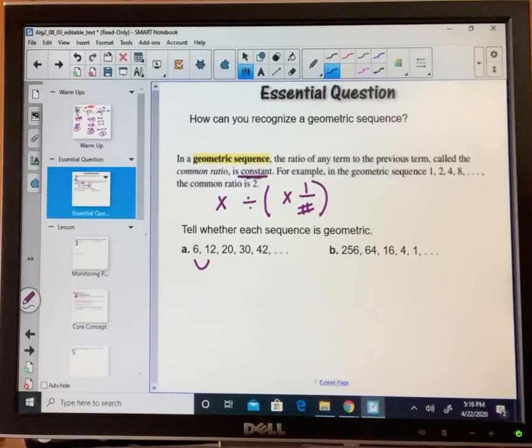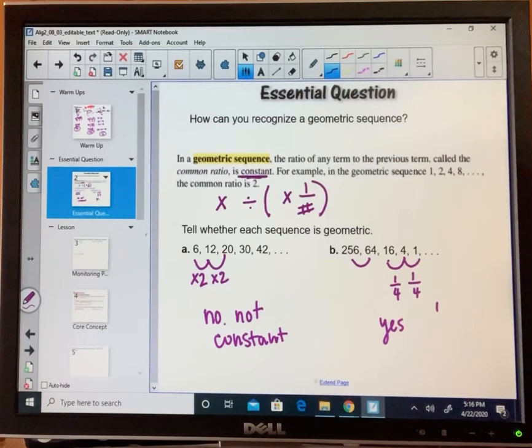So this first one, 6 times 2 is 12. Is 12 times 2 20? Nope. So this is no, it's not constant. Okay, this next one, that one's kind of hard for me to figure out, but I do know this one. I know 1 to 4 is times 4. So if I'm going down, it would be 1/4. Is this times 4? Yep, 4 times 4 is 16. So I can say yes, this is being multiplied by 1/4. So this is my common ratio.